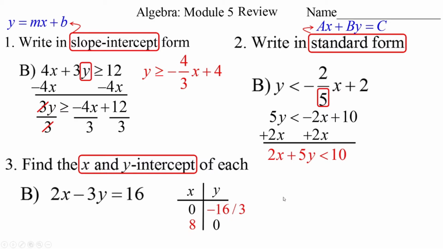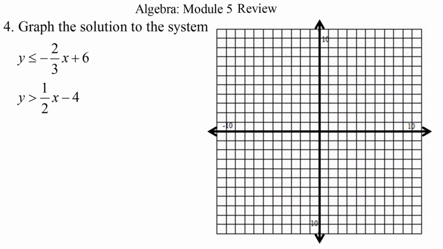All right, so there's the first slide. Let's go on to slide number 2. Now we're graphing the solution to a system of inequalities. That means we're going to find 2 boundary lines, and then we're going to shade a region in the plane that's called the feasible region.